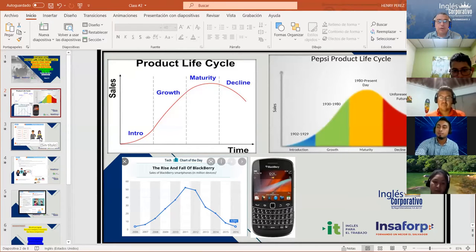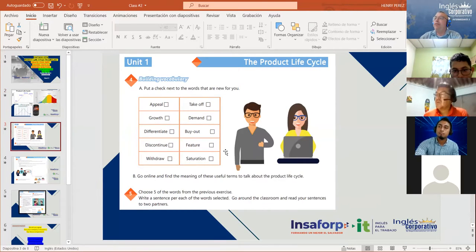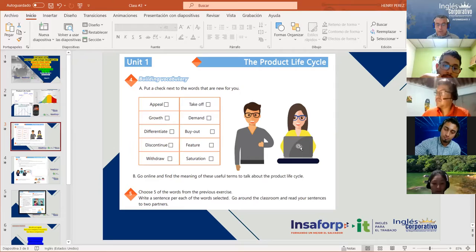Now, if you go to your module, if you could print it. Remember yesterday I asked you to print it. If you get it printed, you can have it at hand, because the activities are going to be worked on your module, especially on page 11, where you are going to draw your own graph based on a product. But first, let's go to page number 10.